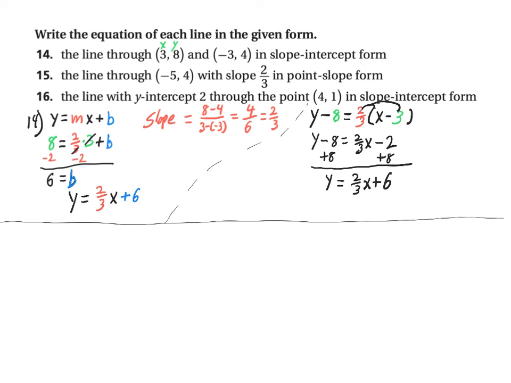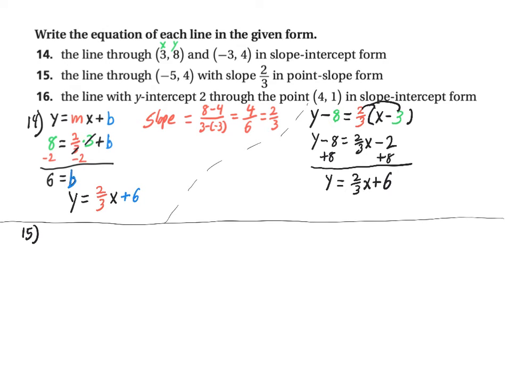Okay, so let's go ahead and look at number 15. So I need a line through the point -5, 4, with a slope of 2/3, in point slope form. So they give us a point and a slope. This should be pretty straightforward to write in point slope form.